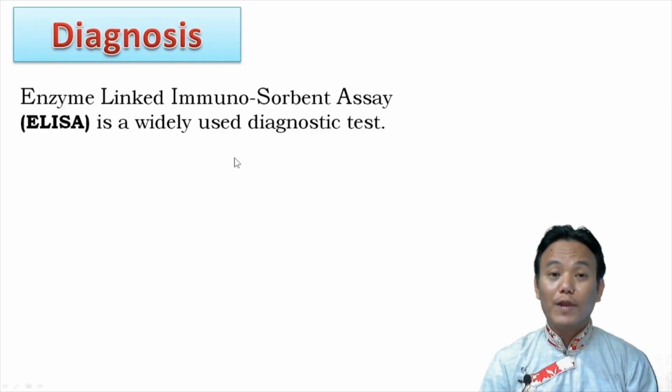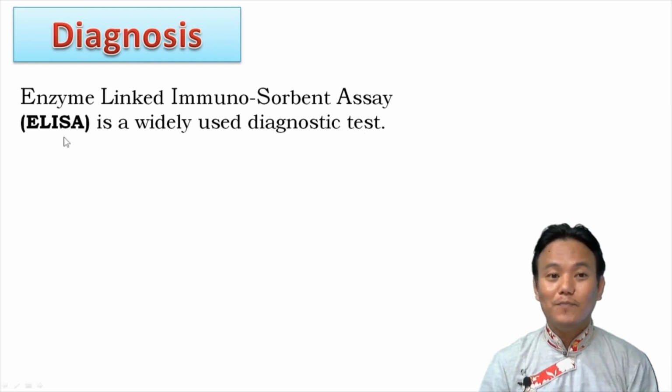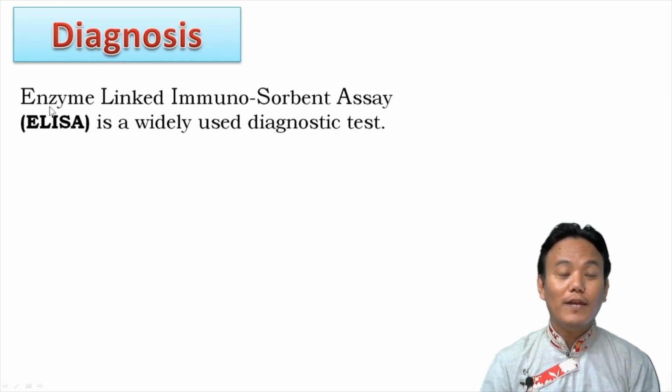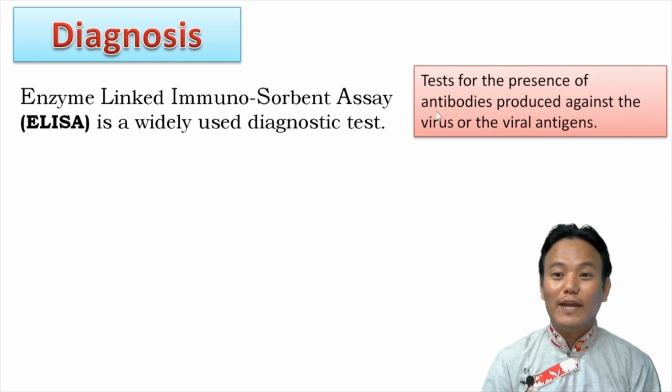To test for HIV infection, a widely used diagnostic test is ELISA, short for enzyme-linked immunosorbent assay. This particular assay looks for the presence of antibodies produced against the virus, or it also looks for the presence of viral antigens.